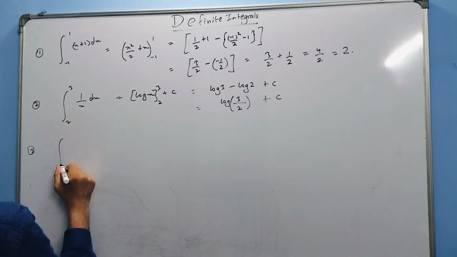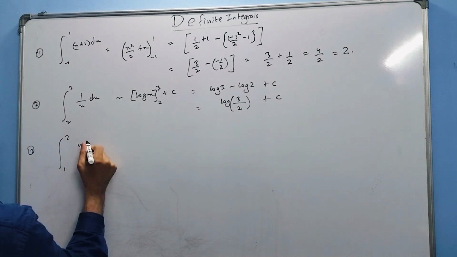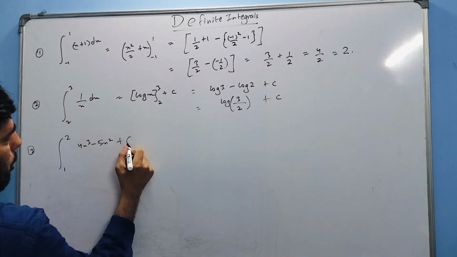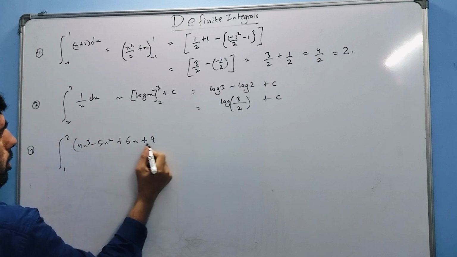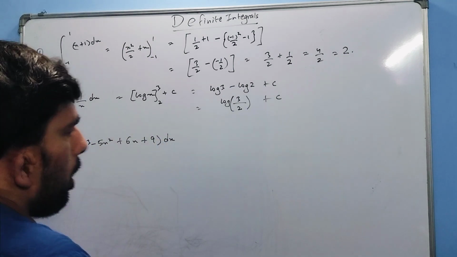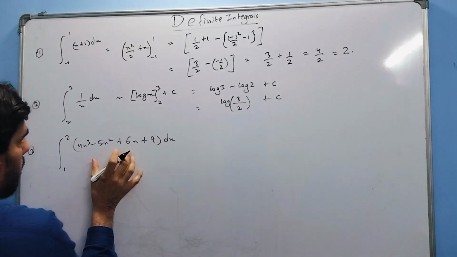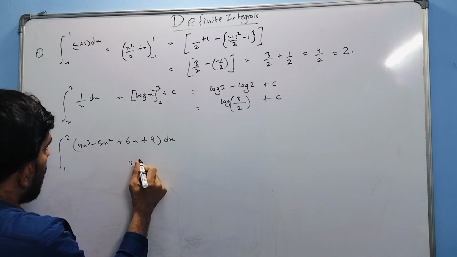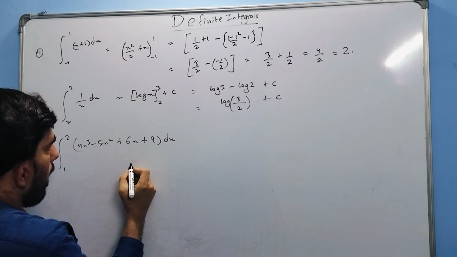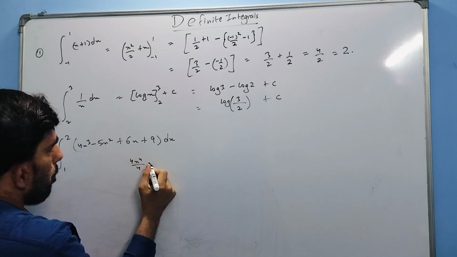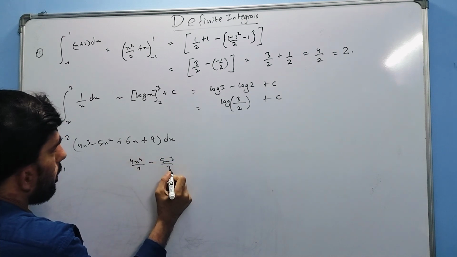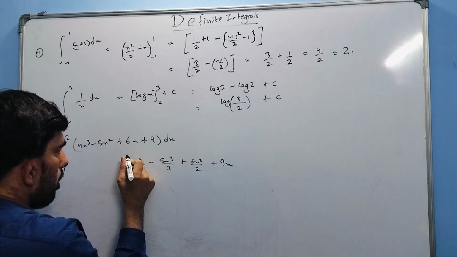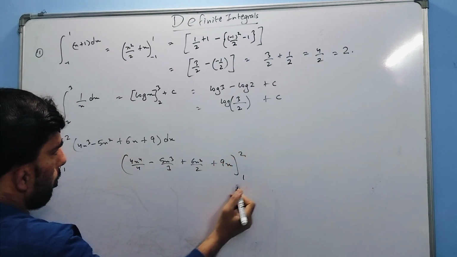The next we have 4x cube minus 5x square plus 6x plus 9. Okay, so now let us see how we can solve. First we need to integrate it. So we got x^4 upon 4 minus 5x cube by 3 plus 6x square by 2 plus 9x. Now we'll put the value here.